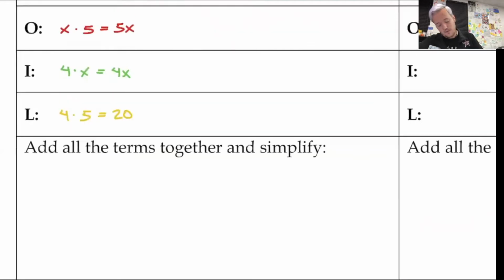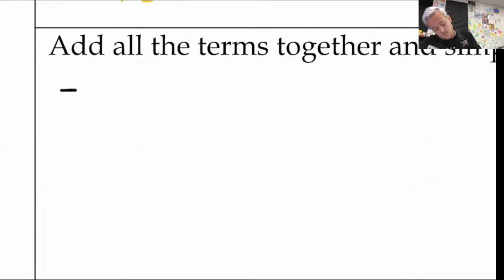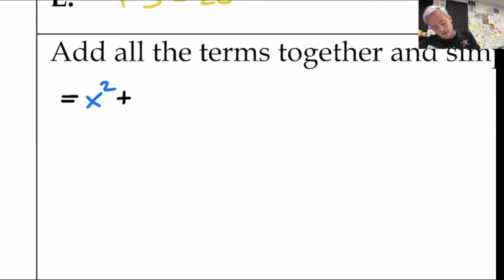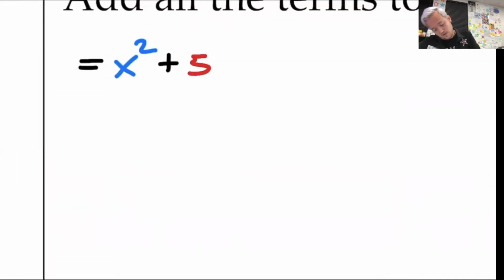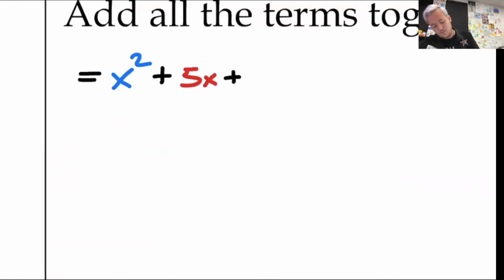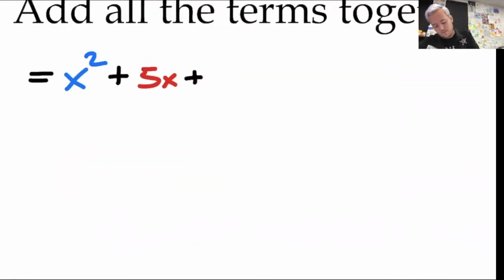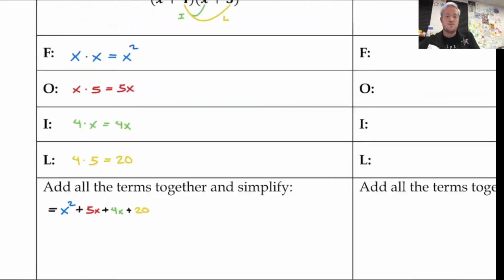All right, so I'm going to take all those and add them together. So I'm going to have x squared plus 5x plus my inside term, which was 4x, plus the last terms, which was 20. So I'm taking all of those products and just adding them together.